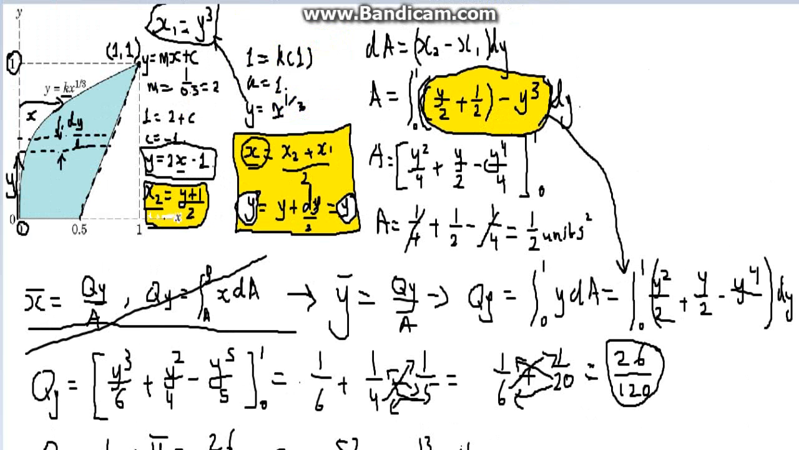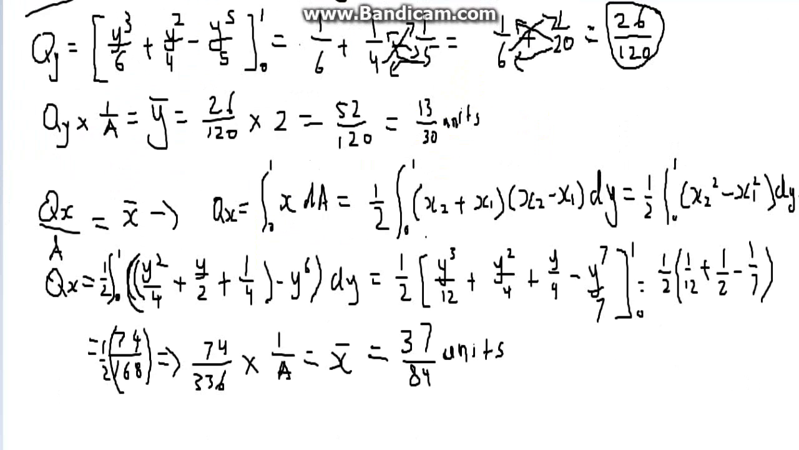Okay, now x bar, obviously we know the x centroidal distance here, and y bar, the y centroidal distance over there. So we just worked it all out.